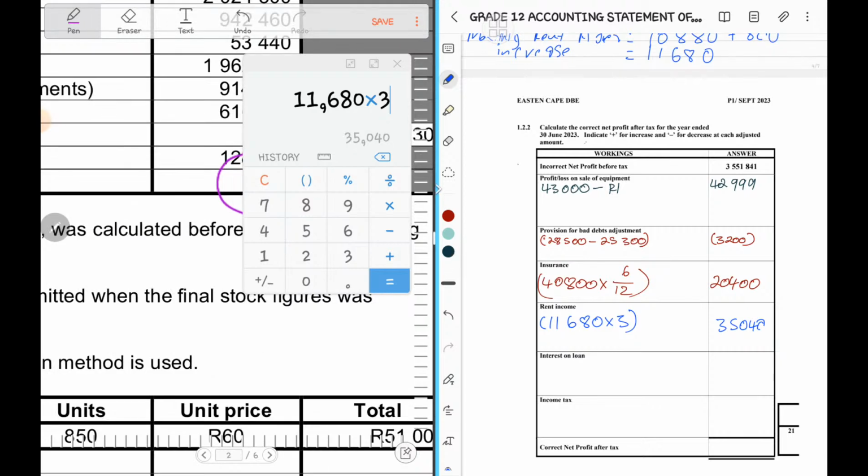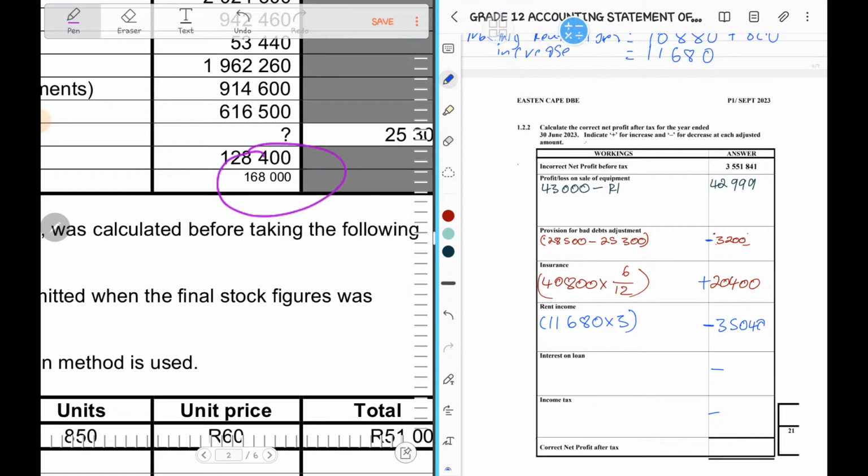So they said we should use the plus or the minus. So here I'm deviating from the question. So let's just use what the question says. So here it's a negative, here it's a plus, here it's a negative. Then interest on loan, it will be a negative. Even the income tax will be a negative as well.